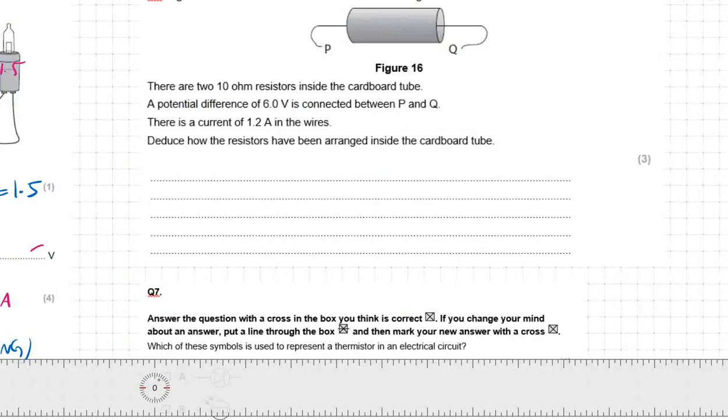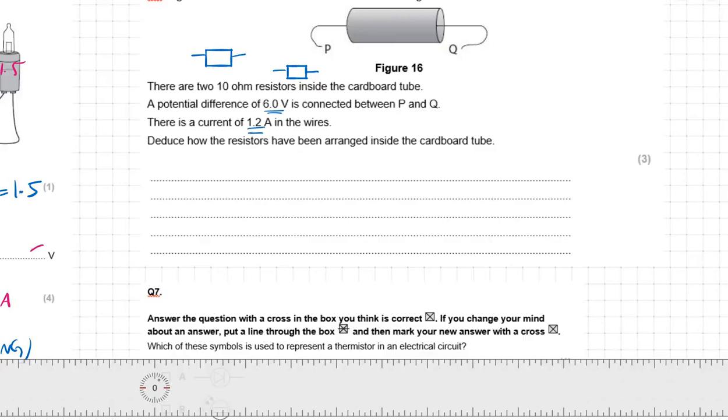We have 2 resistors. So there are 2 ohm resistors. We got a resistor here, 2 ohms. We got another one. It is inside this cardboard. We can't see it. We don't know how it's connected. So what we do know is that we are giving it a voltage of 6 volts across this, and the current in the wire is this one here.